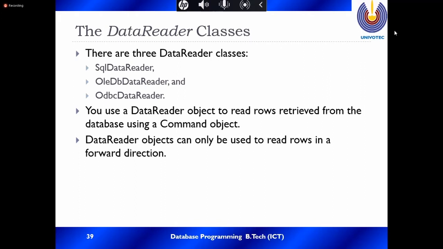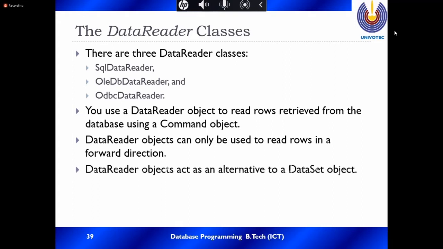Okay. The DataReader object can only be used to read rows in a forward direction. Already I mentioned in the managed provider, it reads records in the forward direction only, not backward. The DataReader object acts as an alternative to the DataSet object. Now, the DataSet object is a generic data object. This is common for any of the three data managed providers. Okay, this is common.